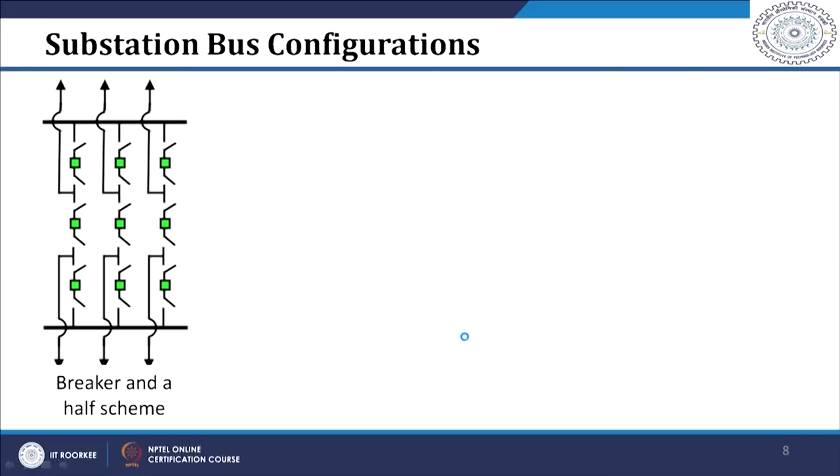Next scheme is breaker and a half scheme. In this particular scheme, if you observe, they are using 2 buses, like a 2 bus configuration. However, for 2 outgoing circuits, so this is 1, 2 outgoing circuits, we need 3 circuit breakers. So 1, 2 and 3, these are 3 circuit breakers. So for 2 outgoing lines, we need 3 circuit breakers. That's why for each outgoing line we need 1 dedicated circuit breaker plus half from the middle circuit breaker. So that's why this scheme is called breaker and a half scheme.